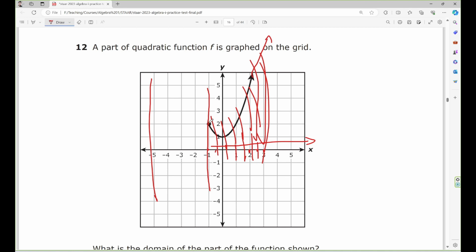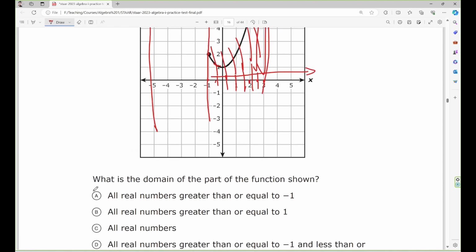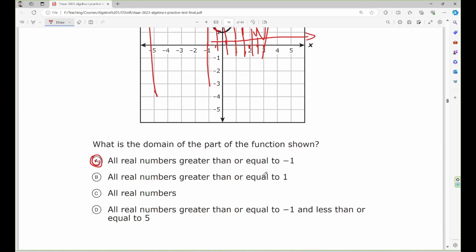Alright, because the graph is continuous, you could have decimal numbers right here. So let's see. All real numbers greater than or equal to negative 1. Yes, this is the right answer. All real numbers greater than or equal to, because you see the closed circle right here, which means you accept negative 1.